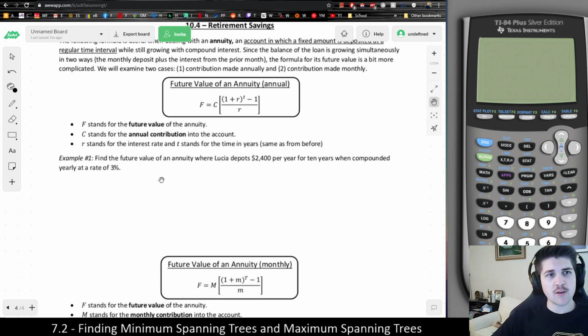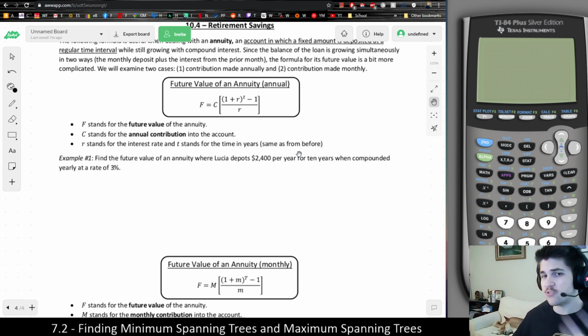It says find the future value of an annuity where Lucia deposits $2,400 per month for 10 years when compounded yearly. Sorry, I read that wrong. She deposits $2,400 per year for 10 years compounded yearly at a rate of 3%. So we can imagine at the first year, she's putting in $2,400. Then the next year, $2,400, and so on and so forth. And if we didn't know how interest works, we could say, well, that's 10 payments or 10 investments of $2,400. So she would have $24,000 at the end of 10 years, assuming she was not getting any interest.